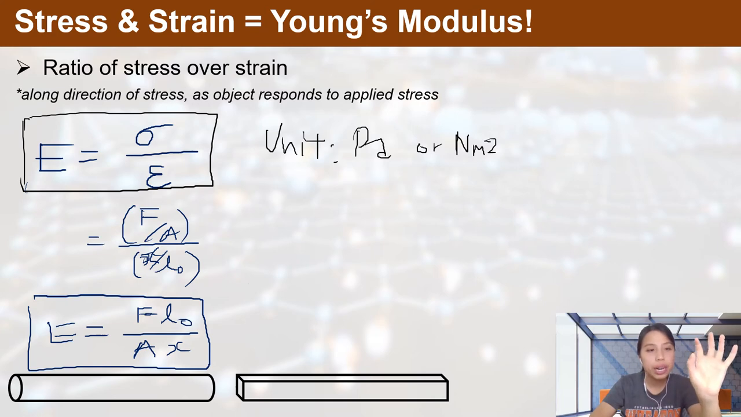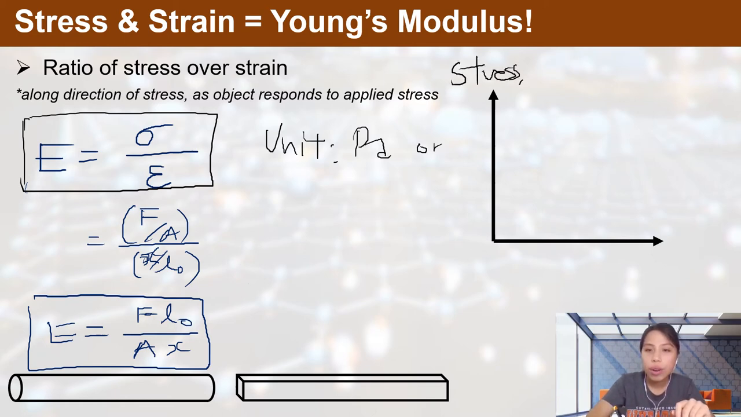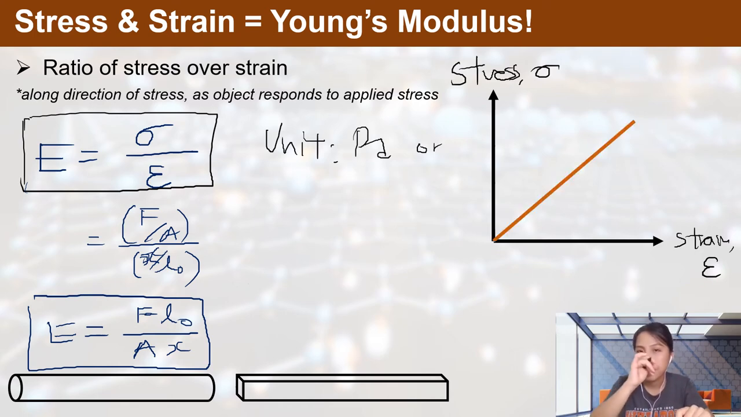Specific for each material, remember, metal is metal, copper is copper, ceramic, glass is glass, things like that. One thing you need to know, a heads up, we'll have a whole unit on this later, is the graph. What if we plot a graph of stress over strain? How would it look like? Well, it can have many shapes, but if it is a straight line, the straight line region is the one where you can use it to find the Young's modulus.